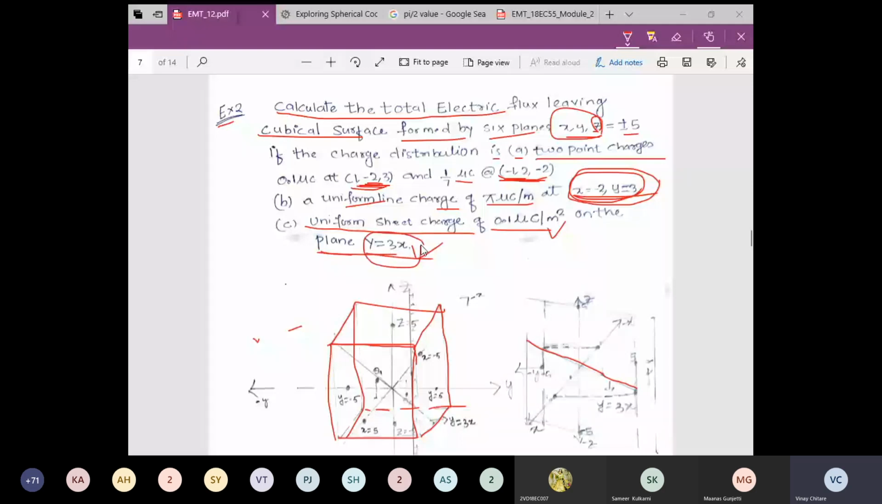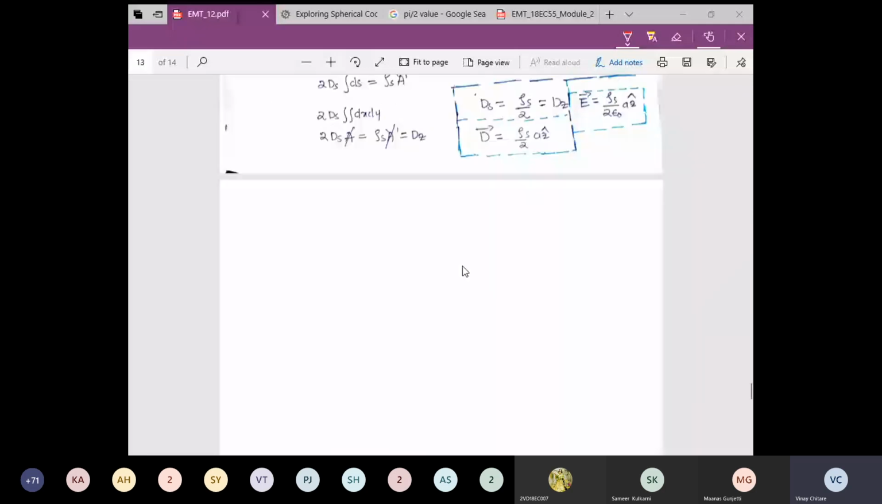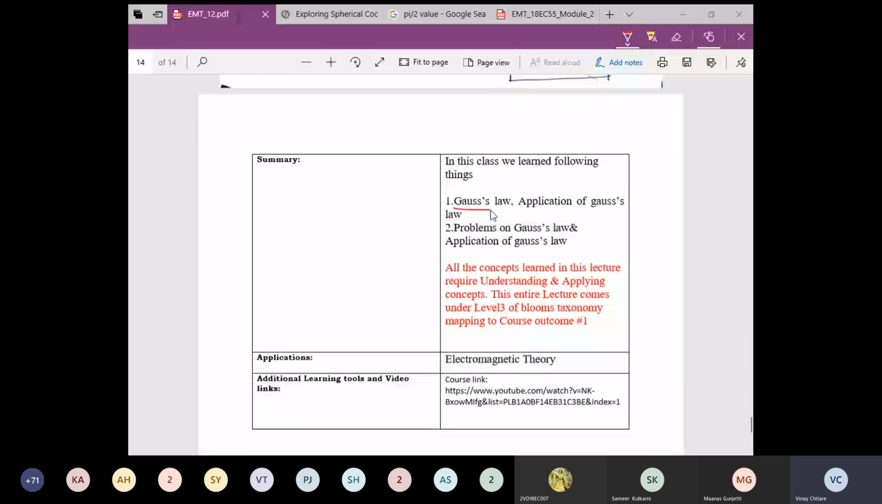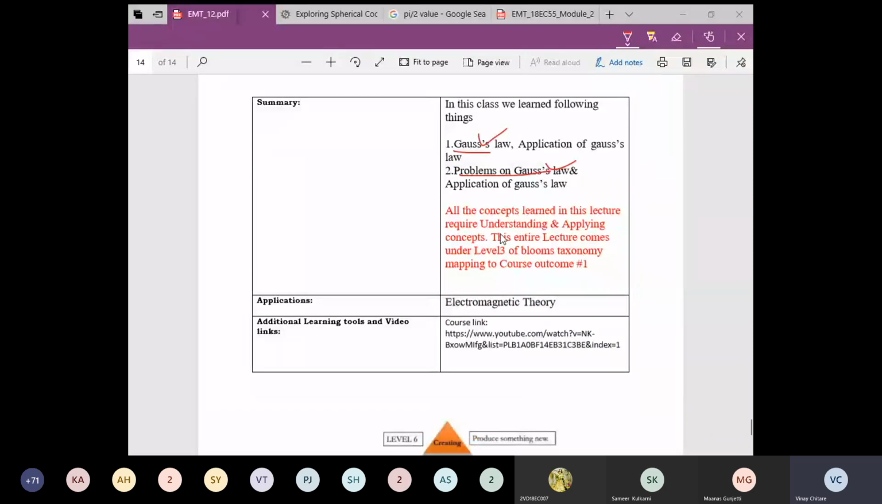Anyway, our time is up, so we'll conclude this class here. We'll try to summarize what we have seen today. We have seen what Gauss's law is, and we have seen problems on Gauss's law. You could see these two concepts require understanding, and hence they come under Bloom's taxonomy level L2.